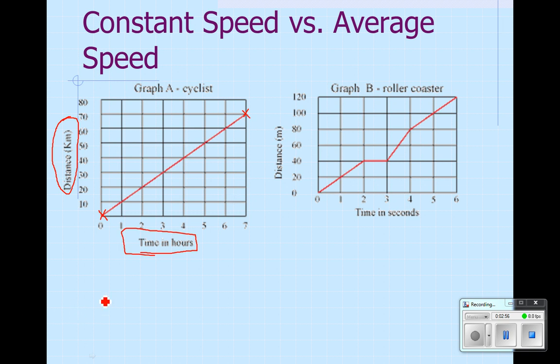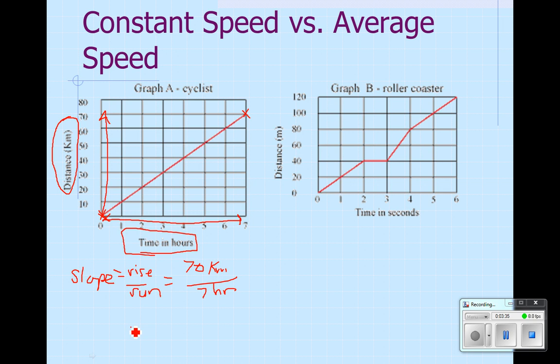Well, if I wanted to know what the average speed is, I would take the total distance, which is the slope of this line. Remember, slope is equal to rise over run. And so in this case, the rise going in this direction is 70 kilometers. And if we take a look at the time, how much time has elapsed, that is the run. In this case, we've got 7 hours.